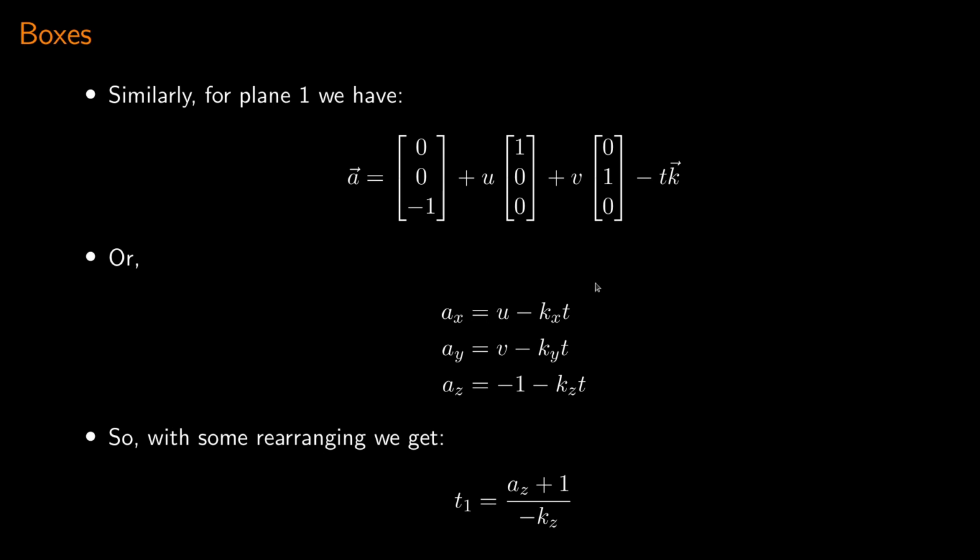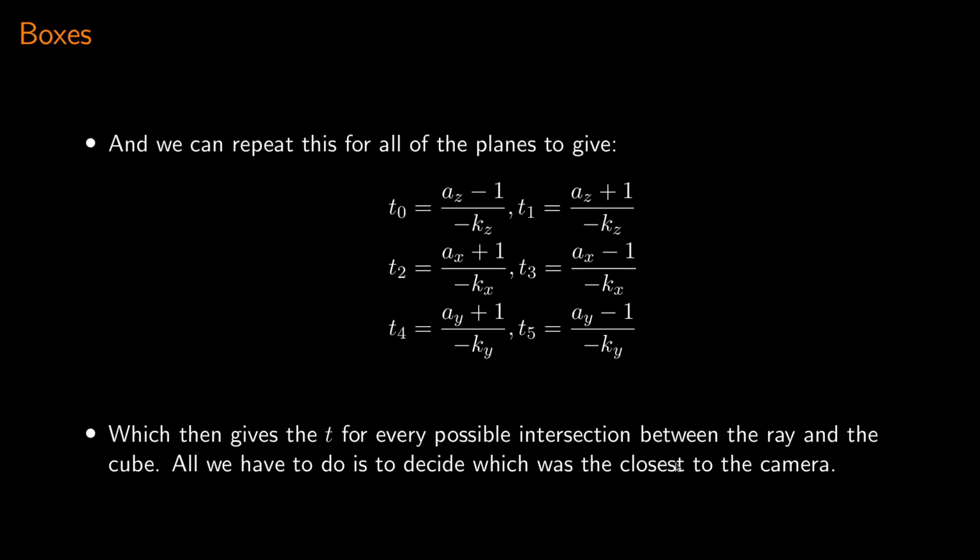And we can do the same for plane 1. Remember, plane 1 was the top plane, so now we have 0, 0, minus 1 for P0, but P01 and P02 are the same, and we end up with AZ is equal to minus 1 minus KZT, which we can rearrange to give that T1 is equal to AZ plus 1 divided by minus KZ. And we can repeat that for all of the planes to actually give this. So we get T0 and T1 that we've just seen. We get T2, which of course is the left plane, is AX plus 1 divided by minus KX, and T3 is AX minus 1 divided by minus KX. And then T4 and T5 are the front and back planes respectively, which give AY plus 1 divided by minus KY, and AY minus 1 divided by minus KY.